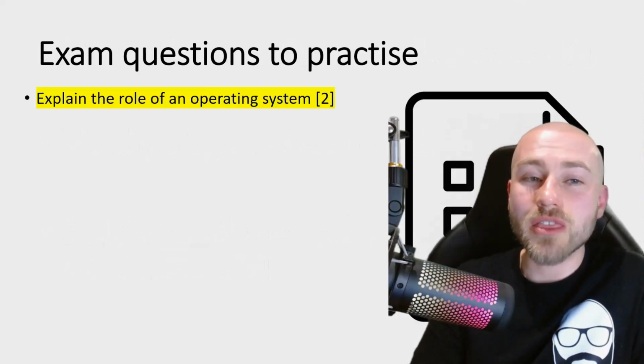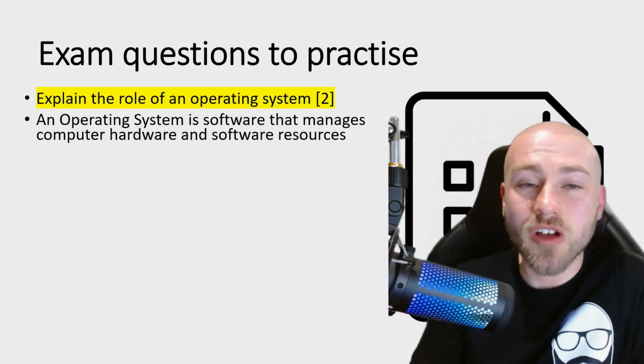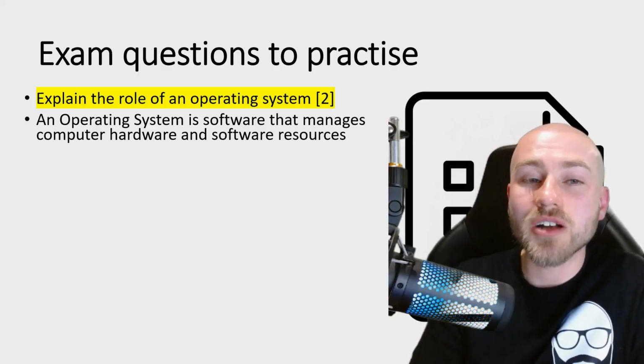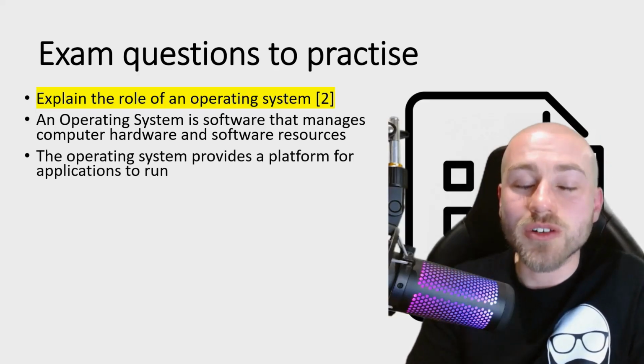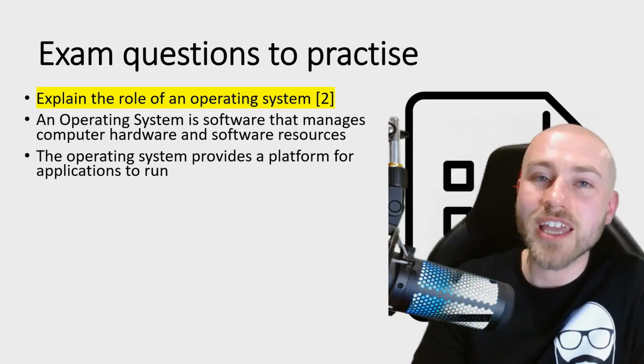So question 1 was explain the role of an operating system. You could have written something like, an operating system is software that manages computer hardware and software resources. You could extend your explanation by saying the operating system provides a platform for applications to run.